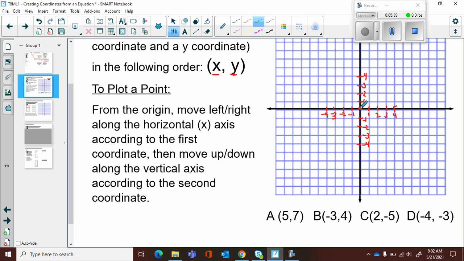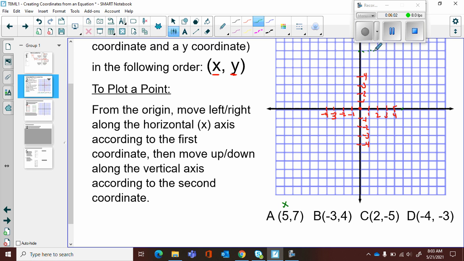So starting in the center at the origin, I'm going to move 5 along my x-axis. So 5 on my x-axis would be right here, okay? But then I need to go 7 on my y-axis. So 7 on my y-axis is 1, 2, 3, 4, 5, 6, 7 here.